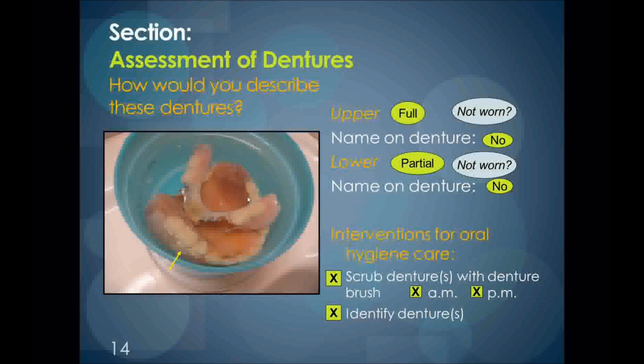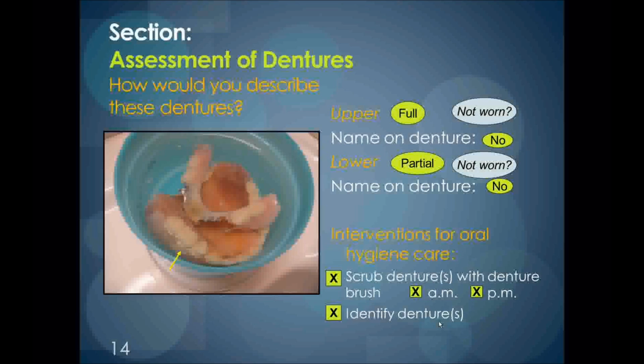Often, a simple repair or reline is all that is required to make them functional, so a referral would be in order. In this case, we will assume that there is no name on either of the dentures, so this would also be indicated on the oral hygiene care plan. Under the interventions for oral hygiene care for the dentures, the assessor would indicate that scrubbing dentures with a denture brush, both AM and PM, is necessary. Also, denture identification is required.